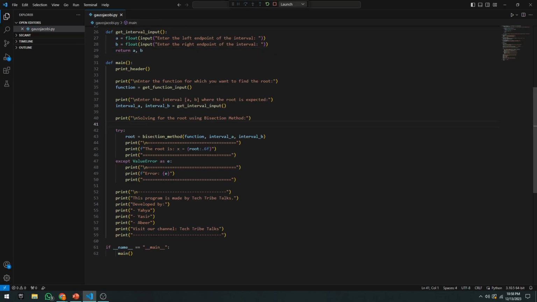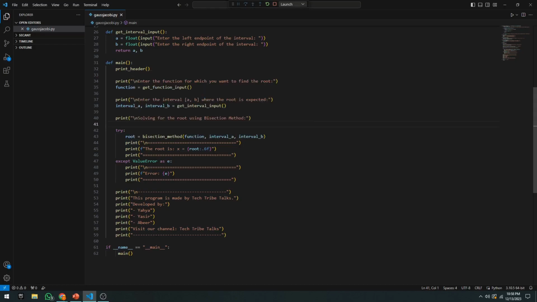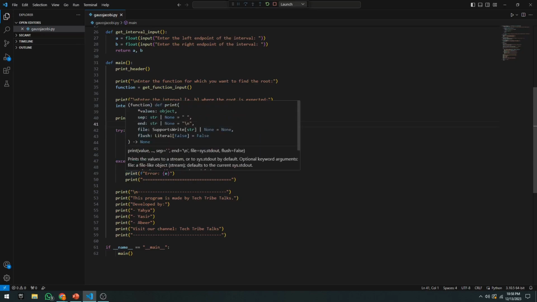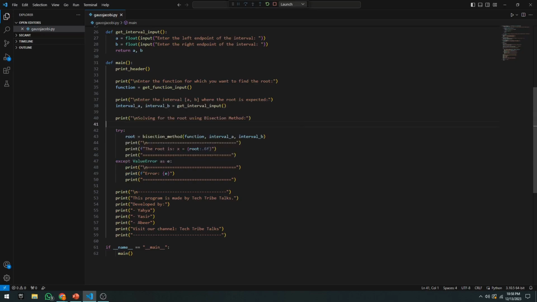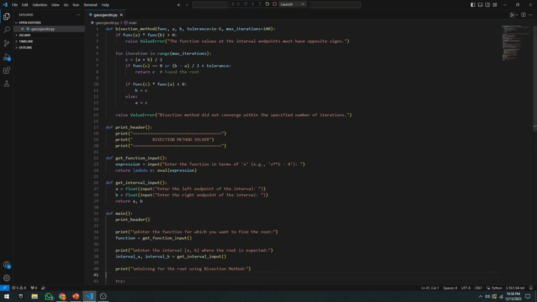And then we'll print solving for the root using bisection method, and then we'll use a try condition where we'll make it try root equals bisection method, and then we'll enter the function, interval a and b, and then we will print the root is x equals, and we'll write in the root, and then except value error as e, and then we'll make it print error e. And that's pretty much the program. Let me show you by running it.